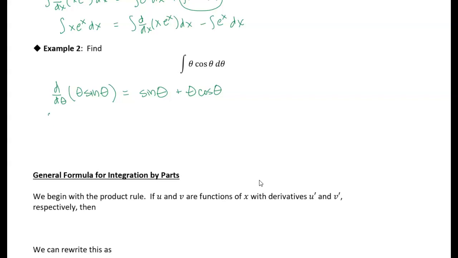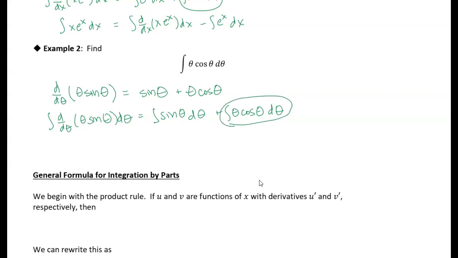So I'm going to do the same thing I did before. I'm going to integrate both sides. The integral of the derivative of theta sine theta d theta, right? I'm going to integrate sine theta d theta and integrate theta cosine theta d theta. Okay, so I just took the integral of both sides. And okay, so this is what I want, right? This looks good. I like this a lot. It matches with what I want. So I'm going to rearrange just like I did before.